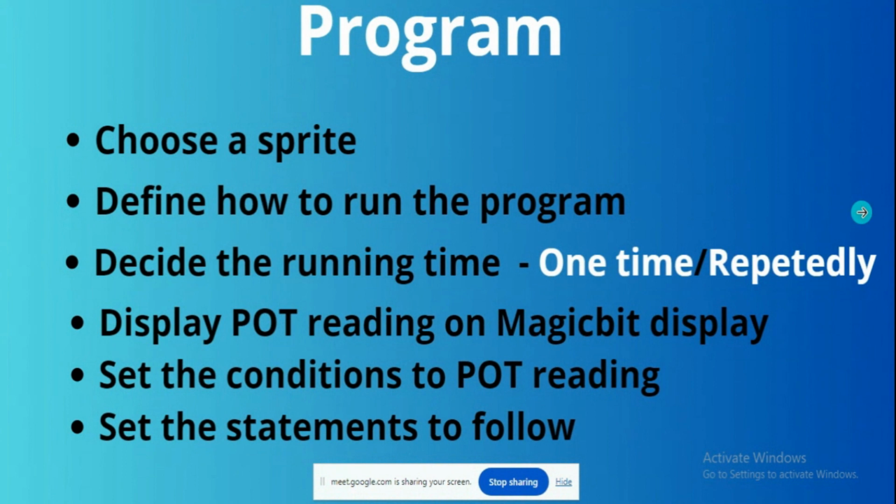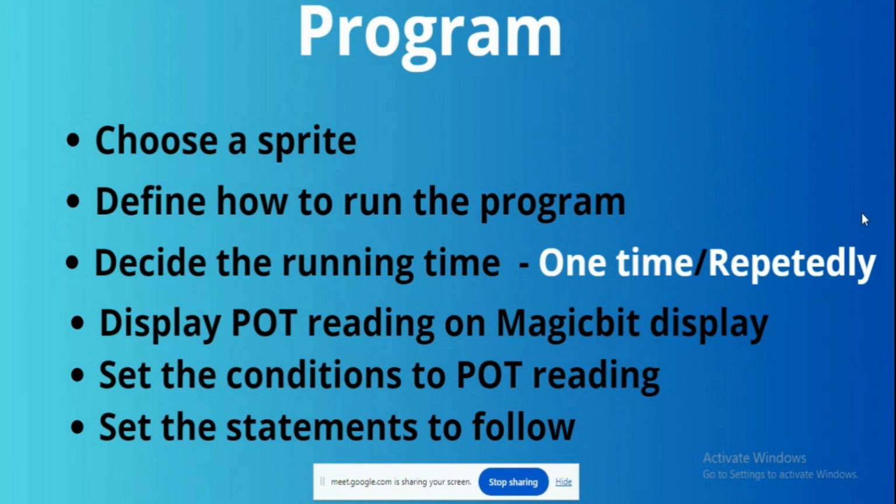First of all, in Magic or in Scratch, we are making the programs to the stripe. So we need to select a stripe. Actually, we are not going to have any output from the stripe in Scratch. We are going to have the output from the Magicbit. So you can use any stripe, there is no specification. You can use the default stripe. Then you have to define how we are going to run the program: by clicking on the green flag, or by clicking on the stripe, or by pressing any key on the keyboard. And then you have to decide the running option, whether you are going to run it one time or run the program repeatedly.